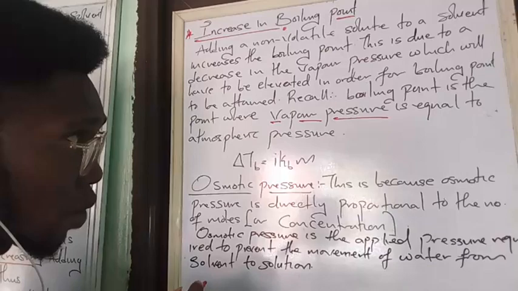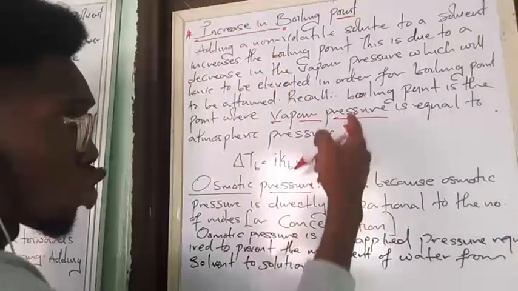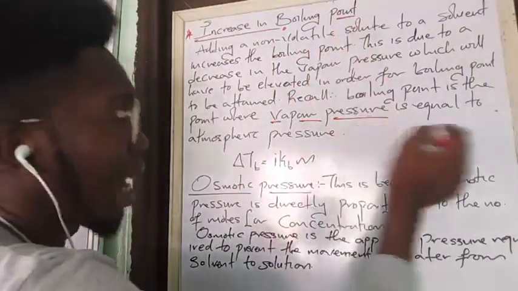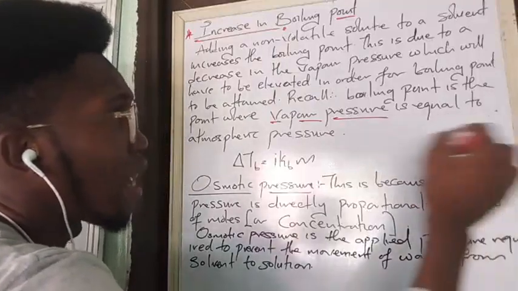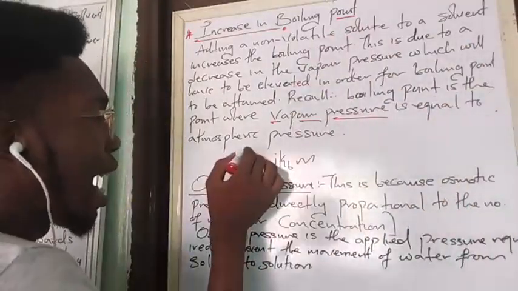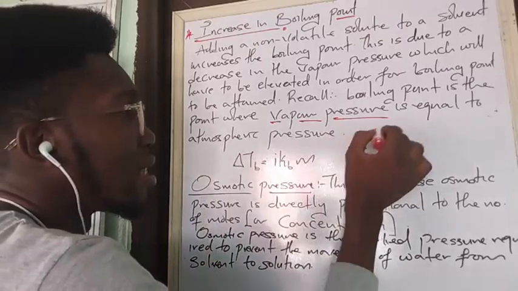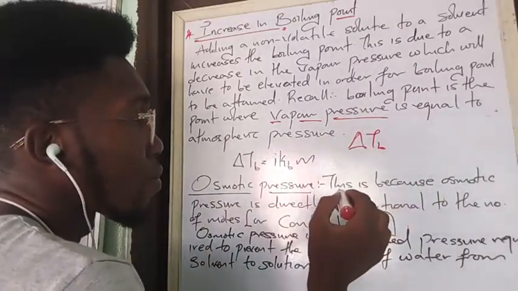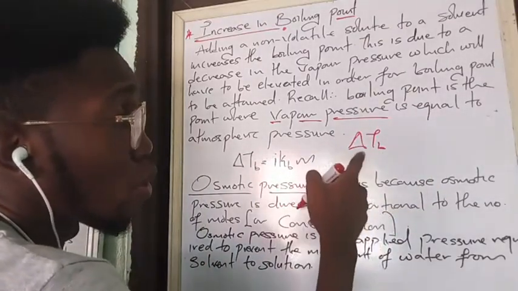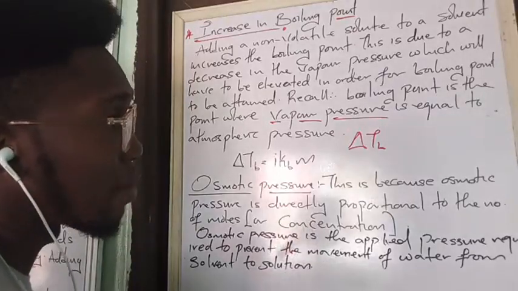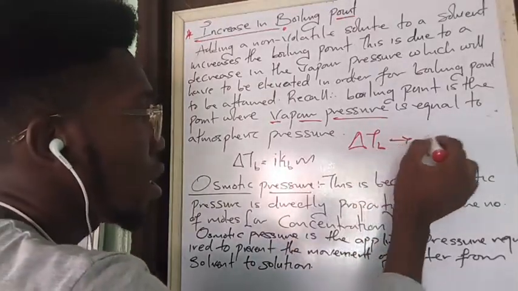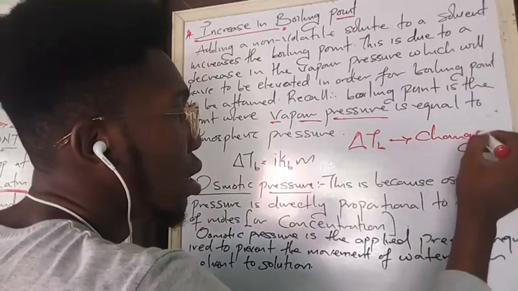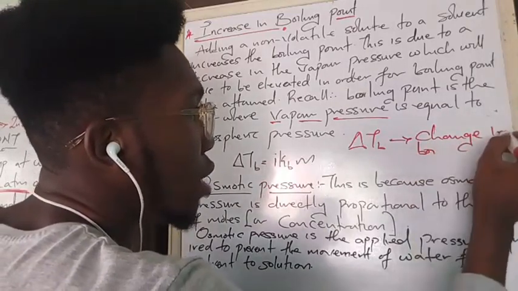So as I increase the temperature, the vapor pressure will continue to increase until it merges back with the atmospheric pressure, and that will be at a higher temperature. Are you getting me now? The change in that temperature is what we call change in boiling point, ΔTb.